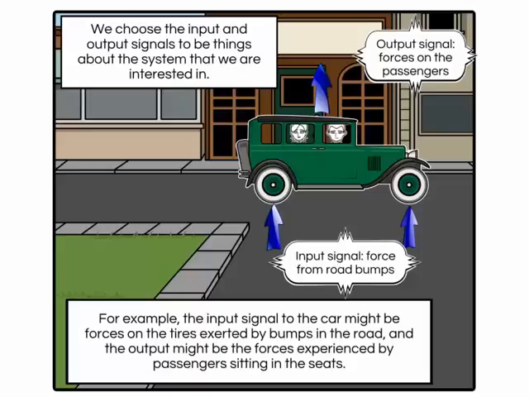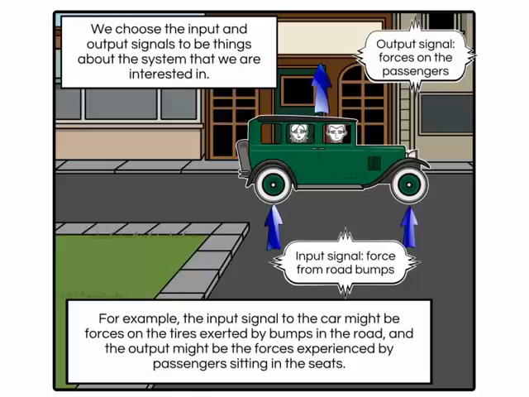Therefore, we might choose for the input signal the force on the car from bumps on the road. So in this situation, the input signal to the car might be the forces on the tires exerted by bumps in the road, and the output might be the forces experienced by the passengers sitting in the seats. The input signal is converted to the output signal here through our system, which is the suspension of the car.